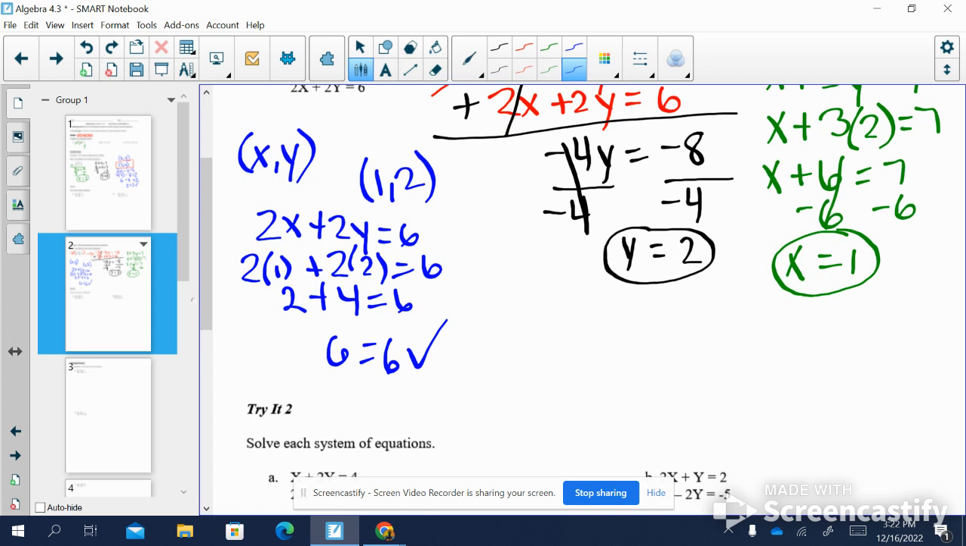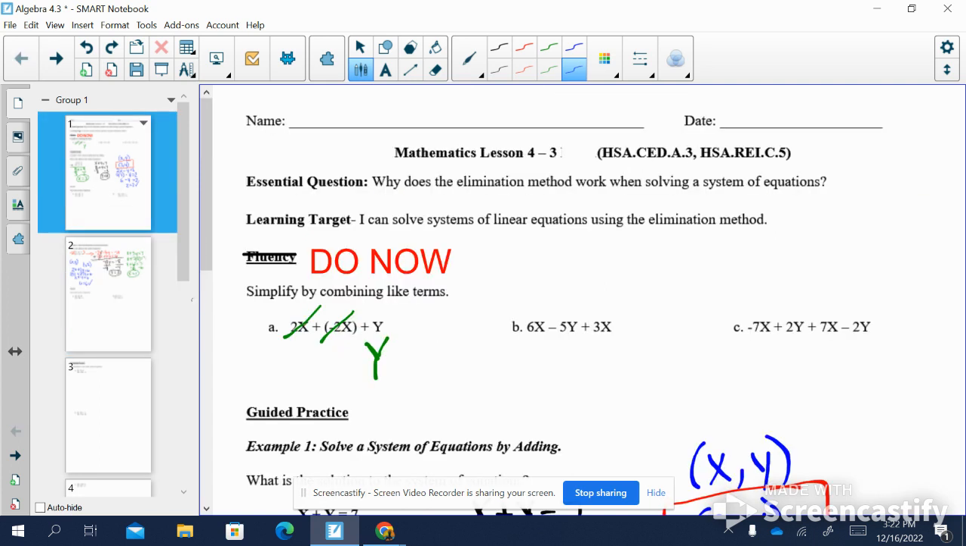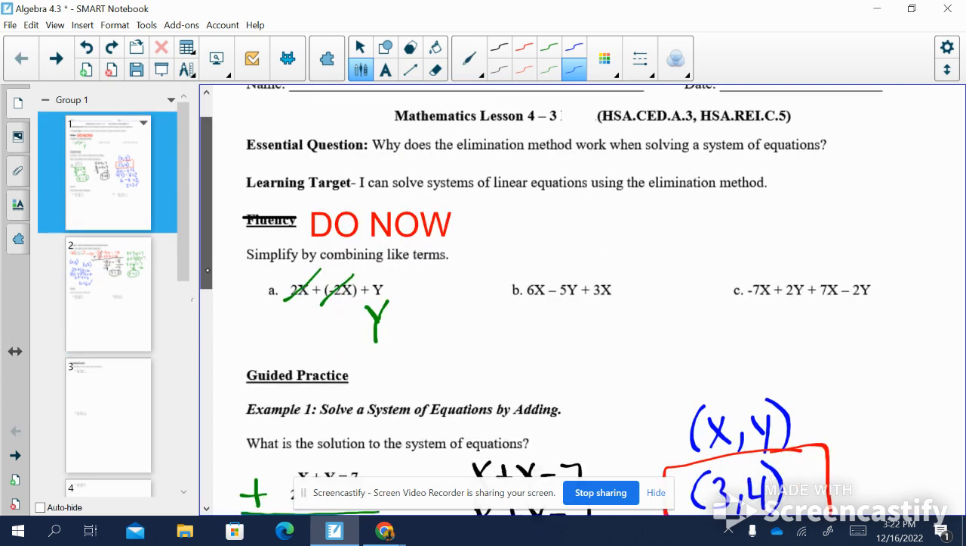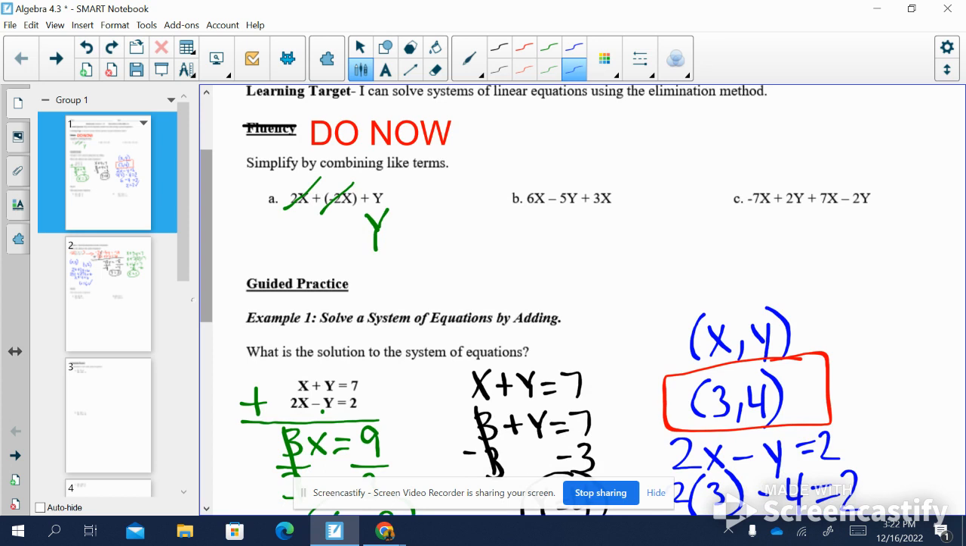Very good. So sometimes you might have to manipulate one, like we just did here. Maybe sometimes you have to manipulate both of them. But maybe sometimes you don't have to manipulate them at all. It really depends how it's given to you. And also, based on how they give you a system of equations, elimination might not be the best choice.